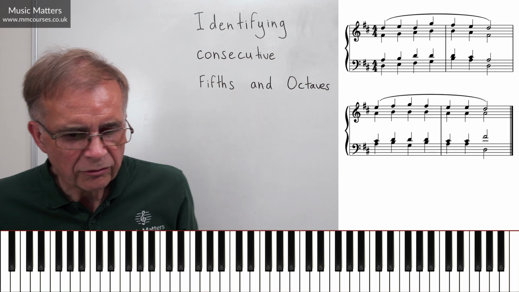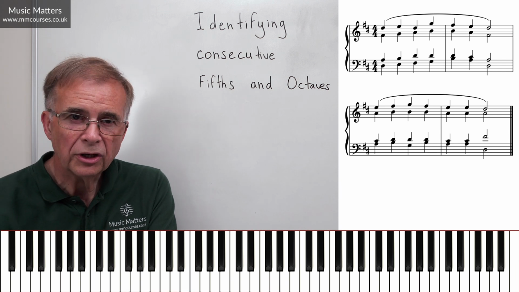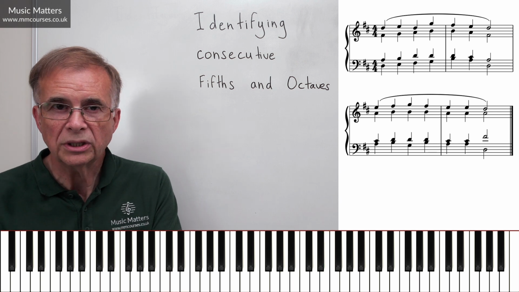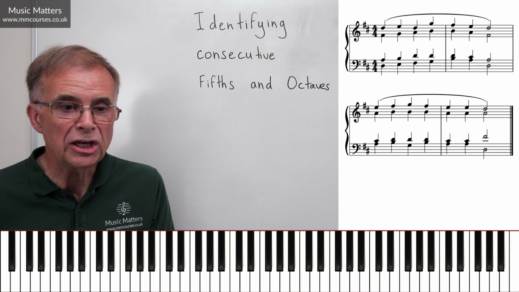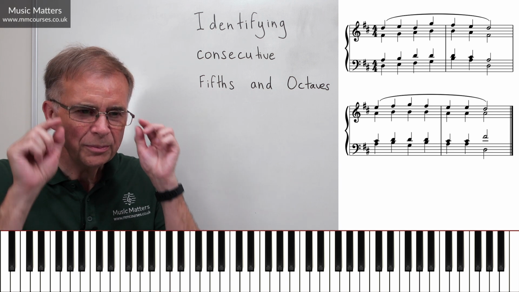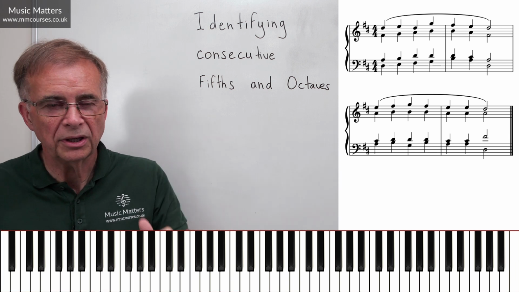Now in bar 4, I've purposely included something just to make this clear. In bar 4, you've got a perfect fifth followed by a perfect fifth. So surely they're consecutive. Well, in this case, they're not, because you're repeating the same note. So for them to be consecutive fifths, they have to move from one perfect fifth to a different perfect fifth.